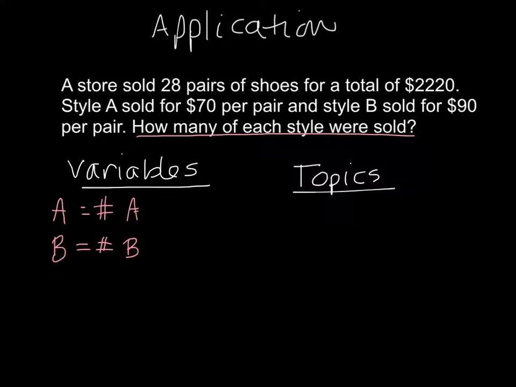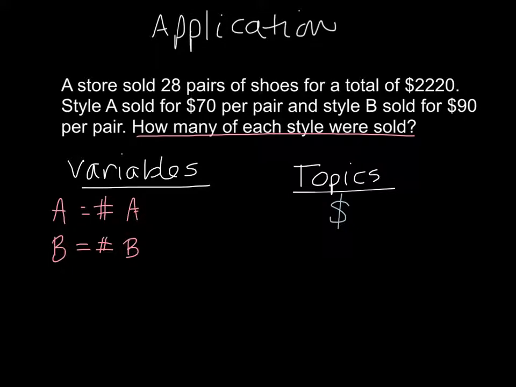Okay, once you know what your variables are, then we can go to topics, because topics are not the same thing as variables. Topics are, if you read the problem from an English standpoint and not the math standpoint, what are two topics talked about in this problem? So again, let's look through it. A store sold 28 pairs of shoes for a total of $2,220. Style A sold for $70 per pair, and style B sold for $90 per pair. One thing that blares out at me is that we're talking about money, and one of our topics is going to be money.